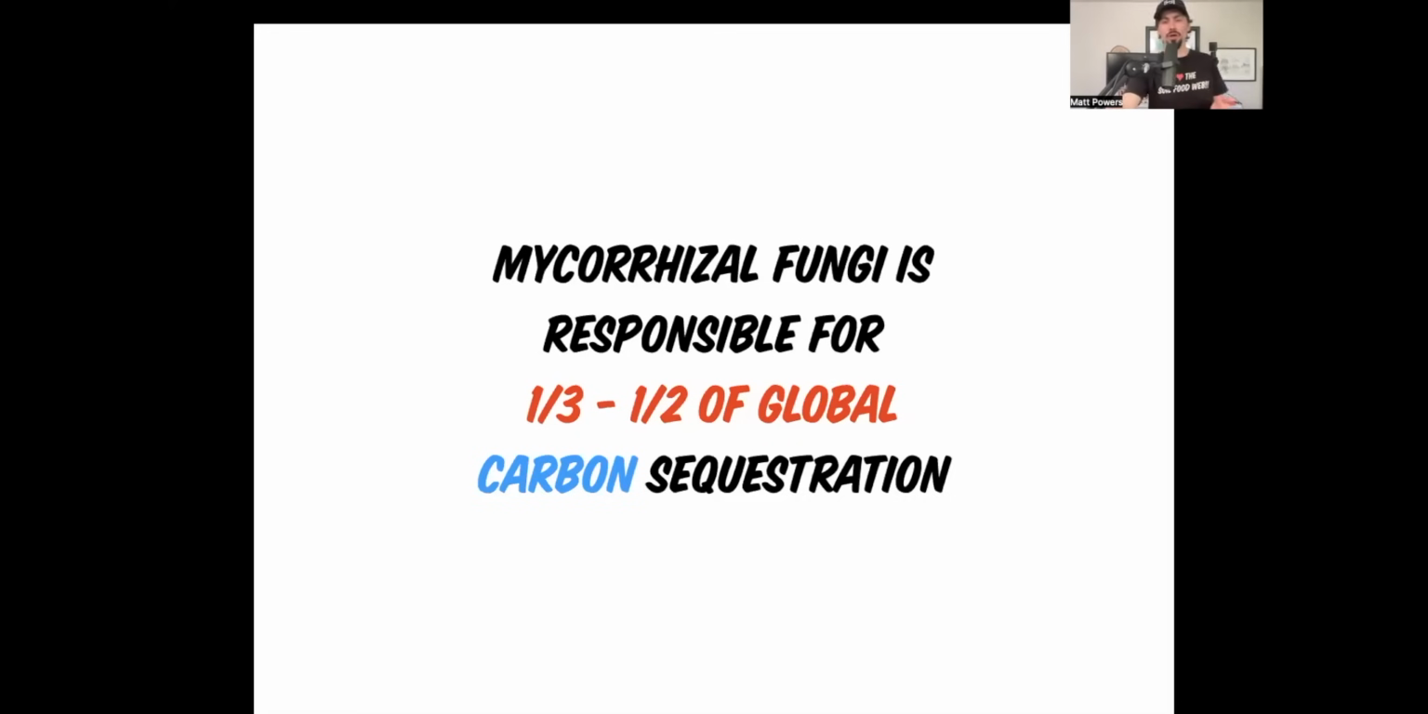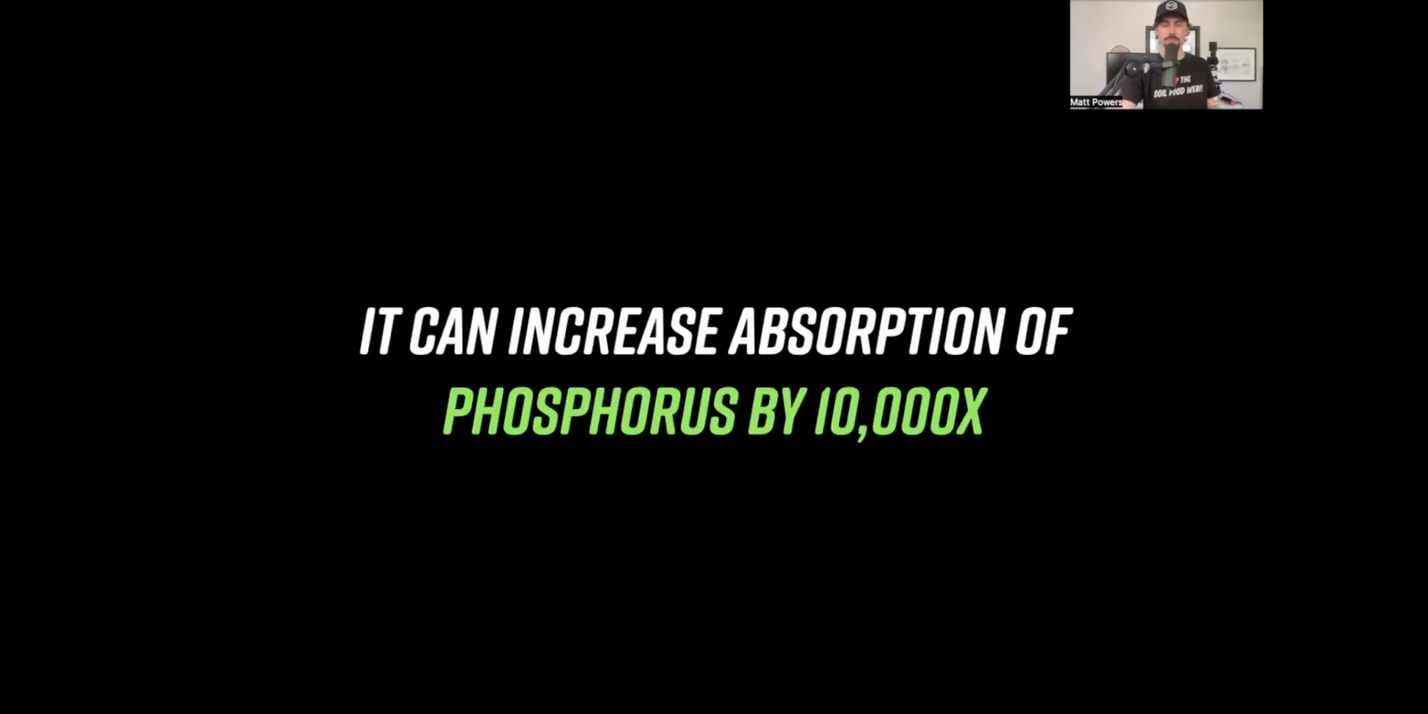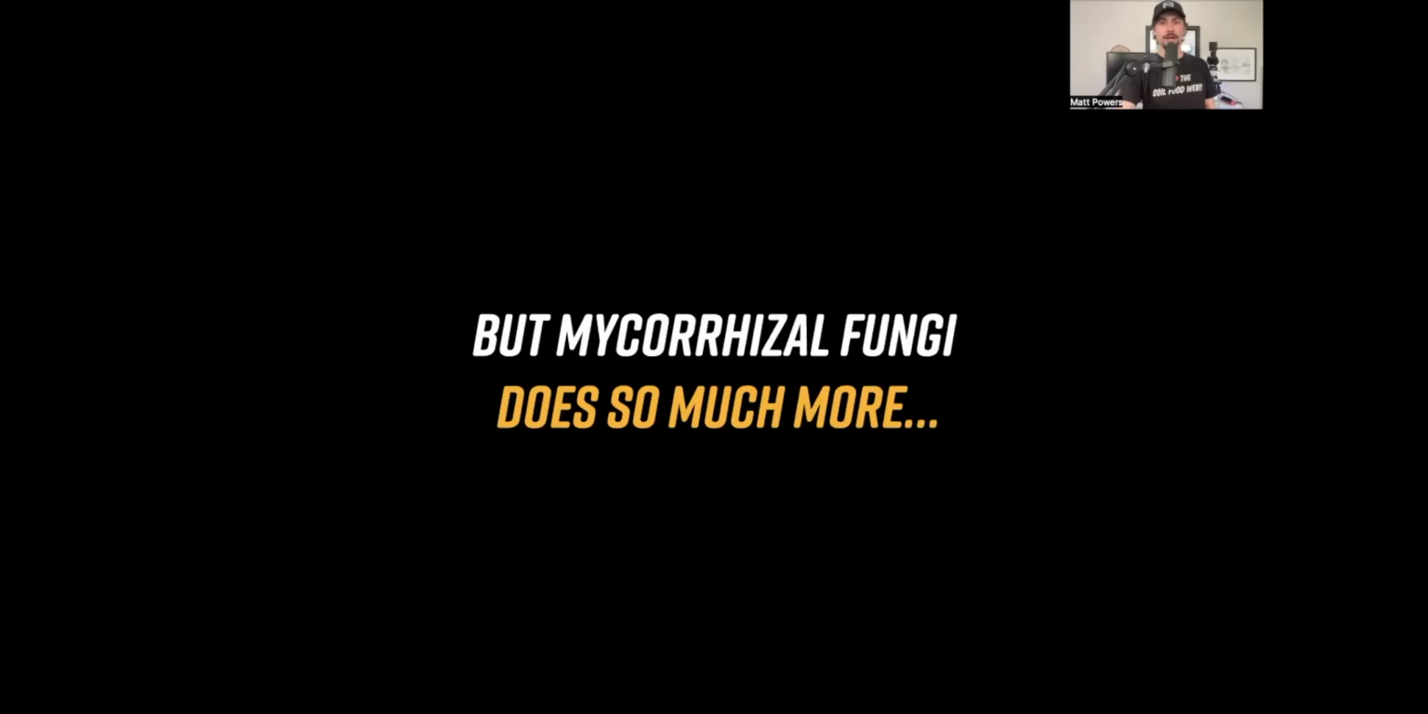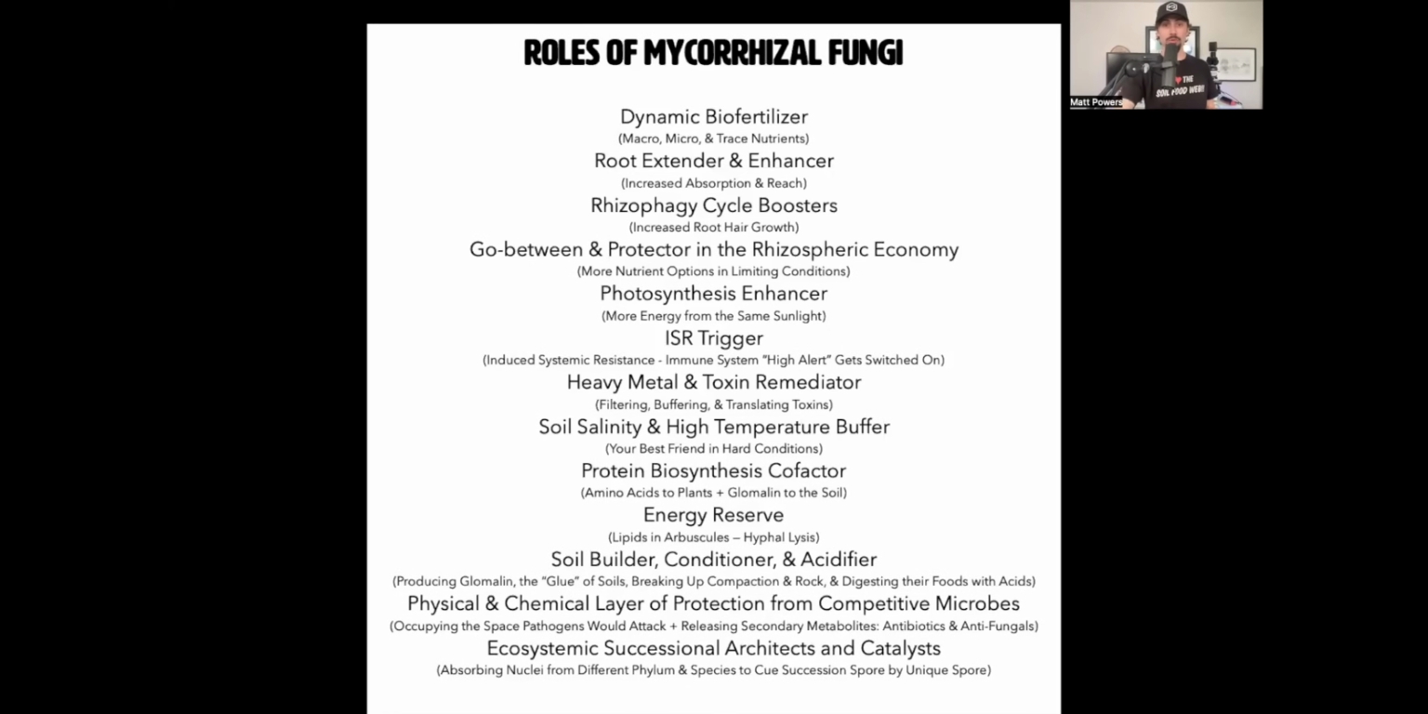There are these veins running through, and they're augmenting and pumping in phosphorus. Mycorrhizal fungi is also responsible for a third to a half of all global carbon sequestration. So all the drawdown of building the blackness and the darkness of our soil is coming through this avenue for the most part. It can increase absorption of phosphorus by 10,000 times, hence the glow, right? That's why it's glowing. And that's why we know it's working, because it's creating that glow, because that's a byproduct of its activities. Mycorrhizal fungi does so much more than most people realize.